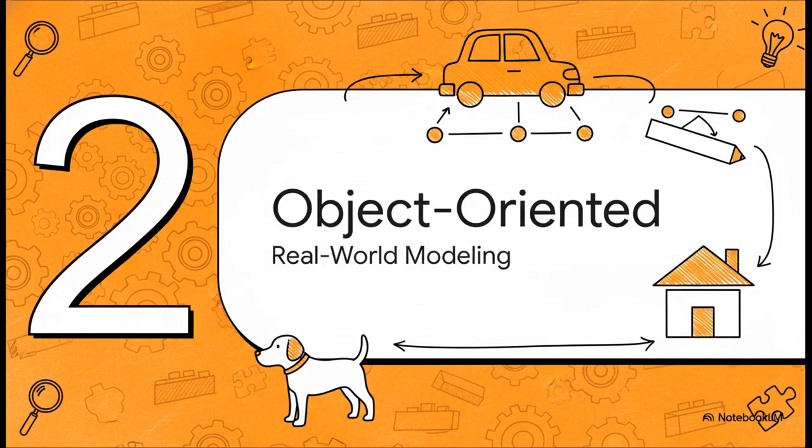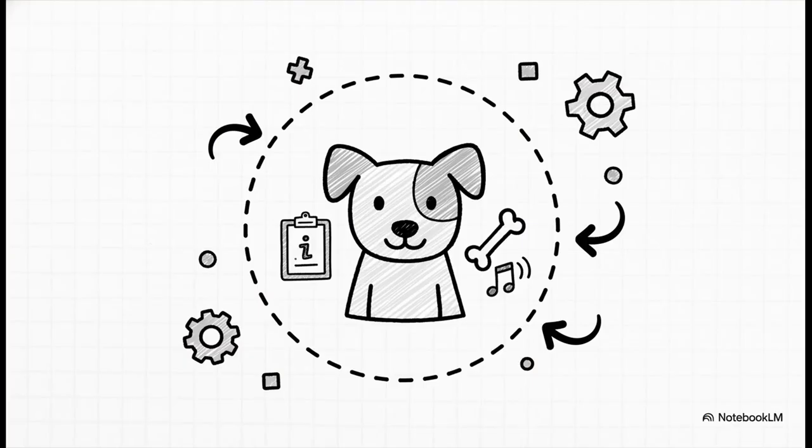Which brings us right to Section 2, Object-Oriented Programming, or real-world modeling. To solve that massive scalability problem we just talked about, Object-Oriented Programming, or OOP for short, packages everything into neat, self-contained little boxes called objects. It essentially mimics the physical world around us. Think about it. In the real world, you don't look at a dog as a sequence of biological commands. You think of a dog as an entity that has data, like its name and breed, and behaviors, like barking and running. OOP wraps that data and behavior together.